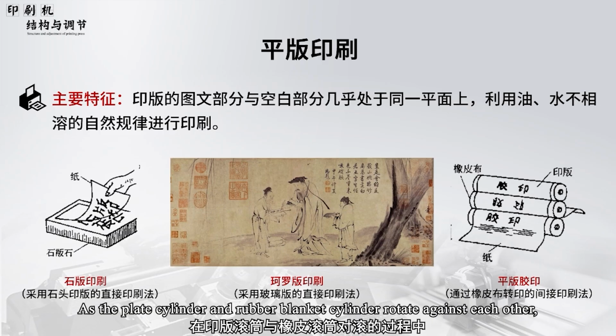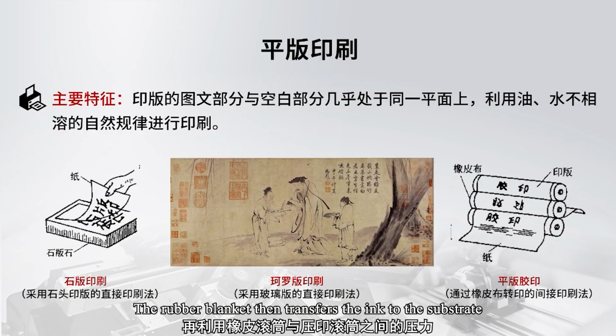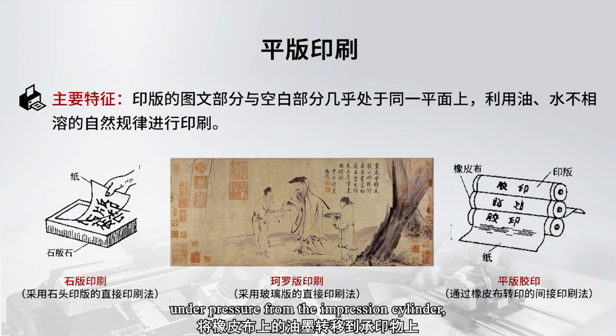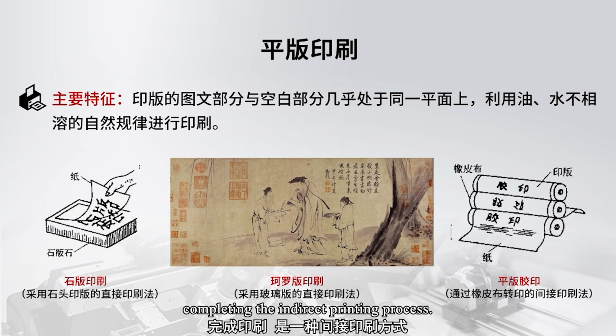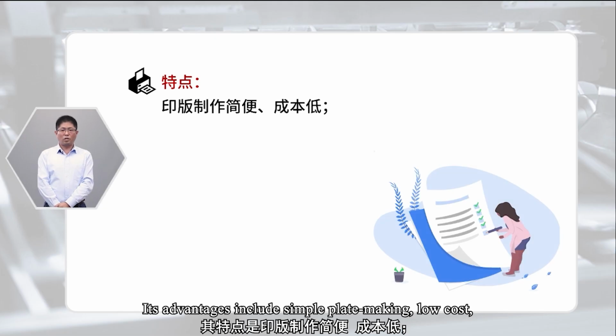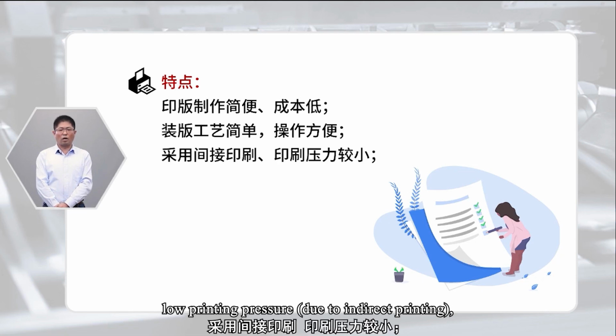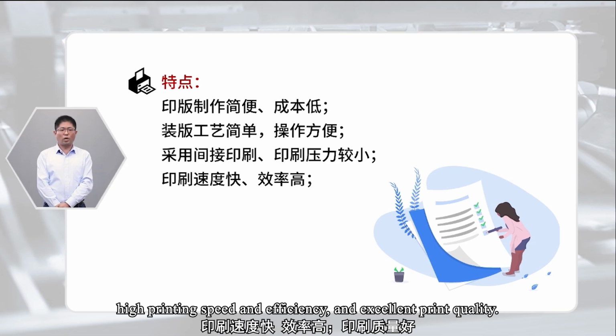As the plate cylinder and rubber blanket cylinder rotate against each other, ink in the image areas is transferred to the rubber blanket under pressure. The rubber blanket then transfers the ink to the substrate under pressure from the impression cylinder, completing the indirect printing process. Its advantages include simple plate making, low cost, easy plate mounting, convenient operation, low printing pressure due to indirect printing, high printing speed and efficiency, and excellent print quality.